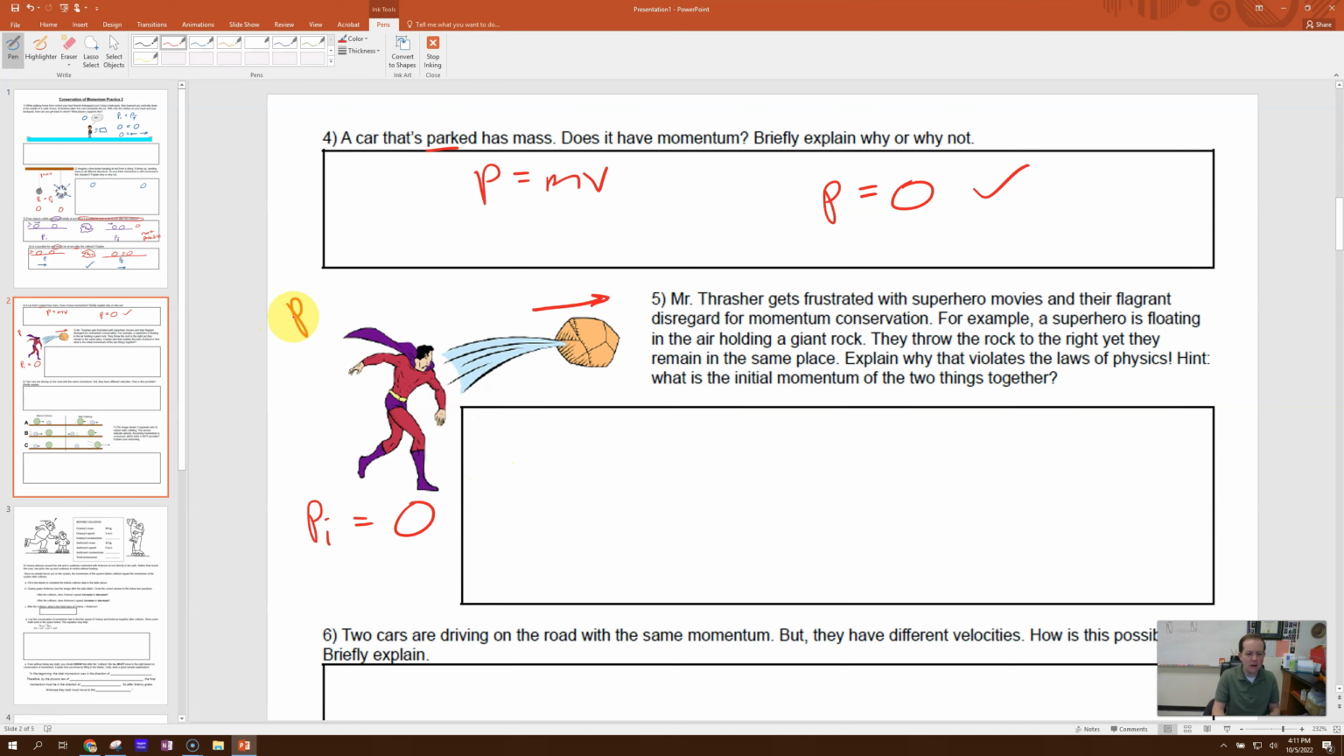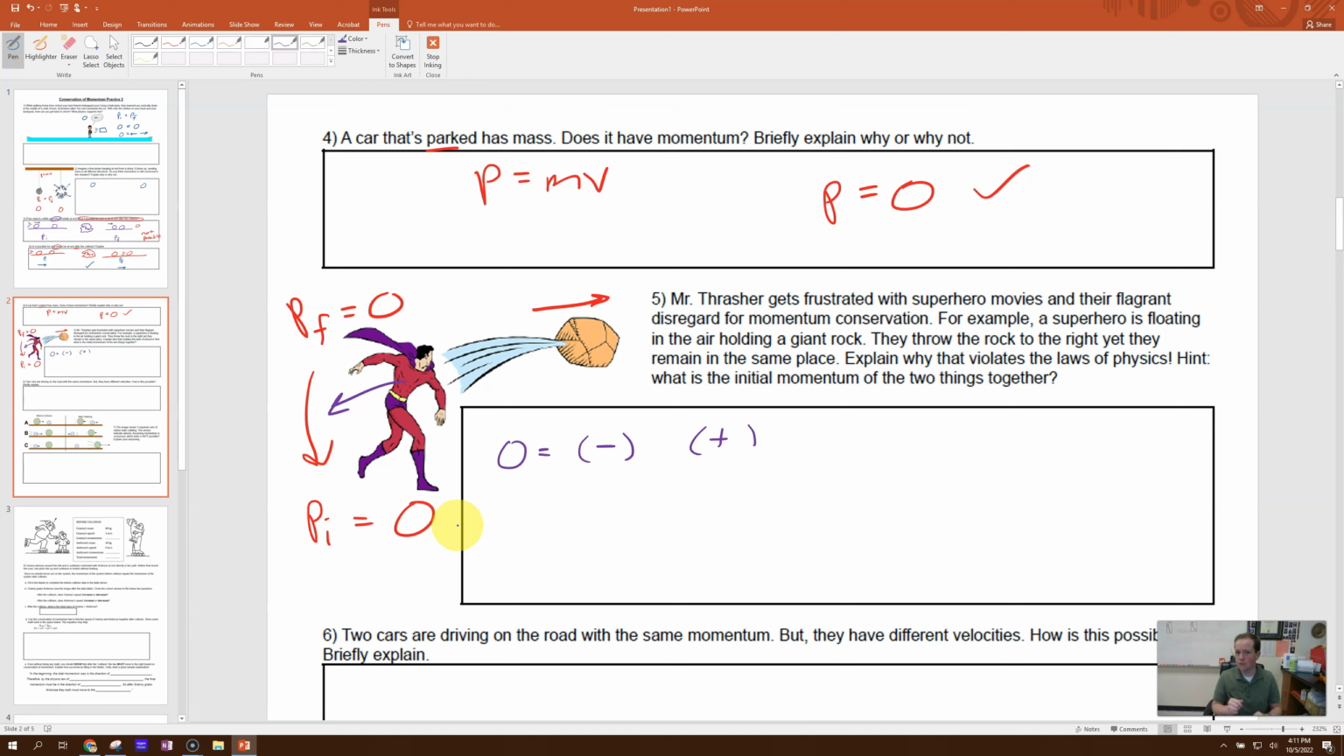But if the final momentum, assuming it's conserved, assuming it's staying the same, is zero and the rock is moving to the right, what does my superhero have to do? They should be moving to the left because I need to have some negative momentum. That's the only way I can combine it, is to add some negative momentum to end up with zero. And why do I need to end up with zero? Because that's how I started. The initial momentum was zero.